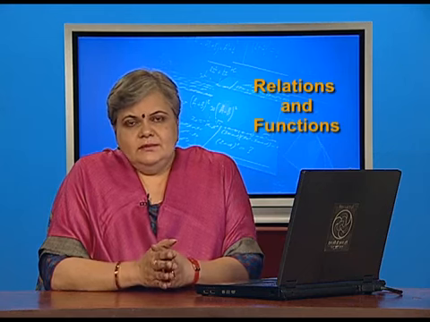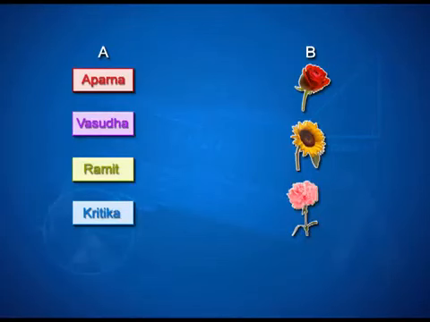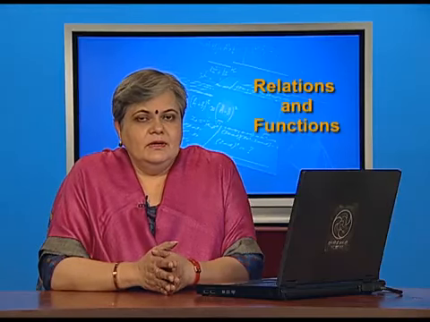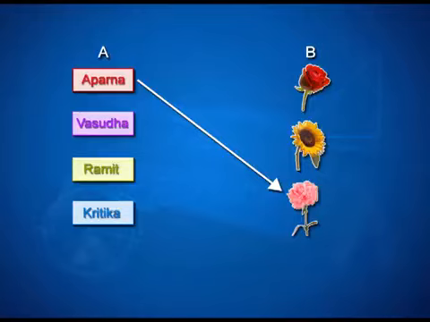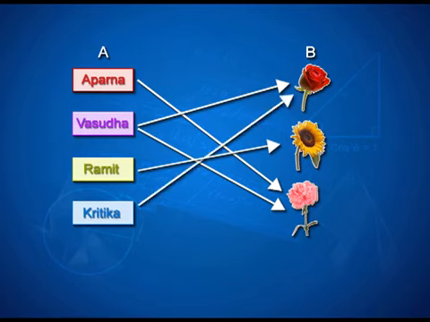There is a set A which lists out 4 names and set B where we have 3 flowers: rose, sunflower and carnation. Now, I know the personal preferences of these 4 people in terms of what they like out of these 3 flowers. We know that Aparna likes carnation, Vasudha likes rose and carnation, Ramit likes sunflower, whereas Kritika likes rose and sunflower and carnation.